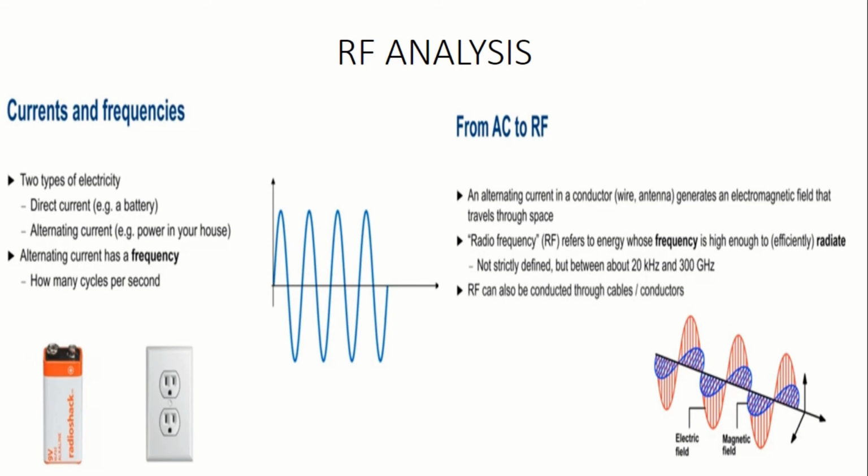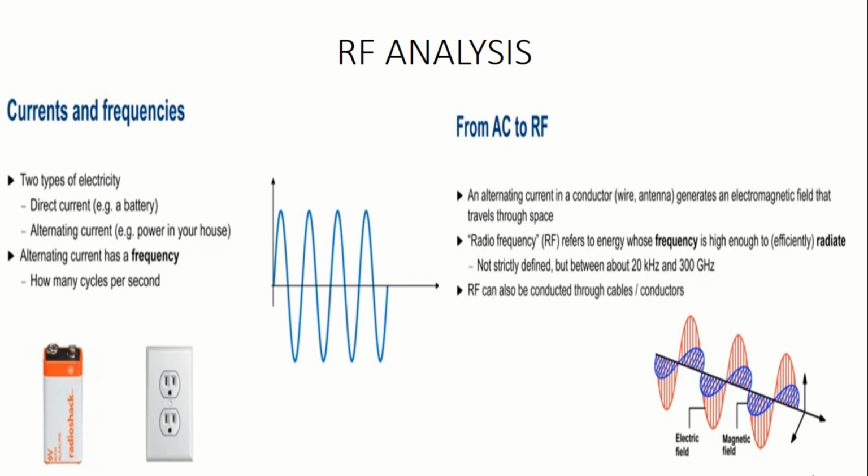Now we'll get an idea about what RF analysis is about. To speak about RF, you should know the basic types of electricity, either direct current or alternating current. As you know, direct current is a battery and alternating current is the power in our house. But alternating current has a frequency. In India it is 50 Hz, 50 cycles per second. In the US it is 60 Hz, 60 cycles per second. From direct current we move to alternating current, and from alternating current we move into RF.